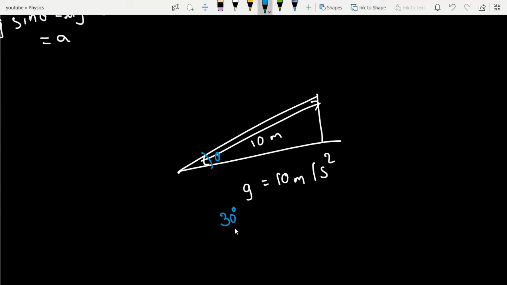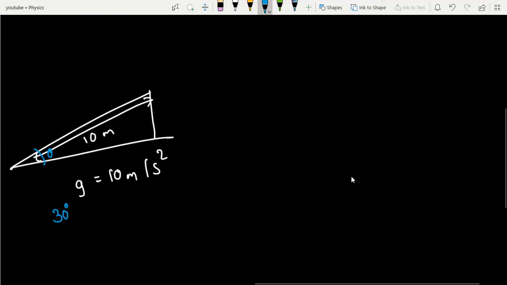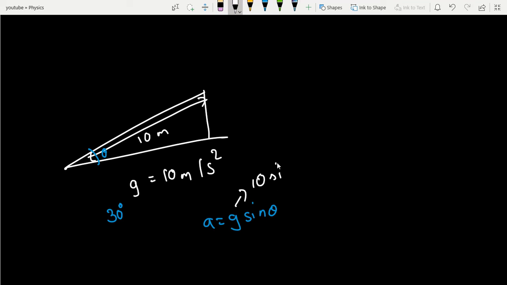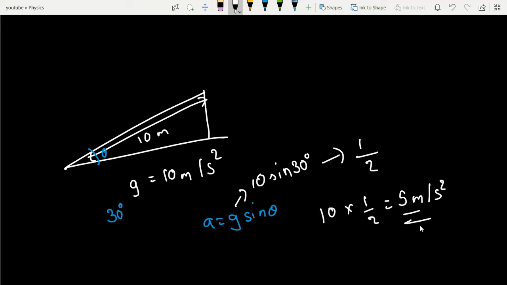Okay, and then they are telling us to find the acceleration. So we had just seen the formula of acceleration on a smooth surface, or with no friction, which was a is equal to g sine theta. The angle theta is 30 degrees, and the value of sine 30 is 1 by 2, the trigonometric ratio you might have learned. So it would be 10 into 1 by 2, which is 5 meter per second square. So we got the acceleration as 5.